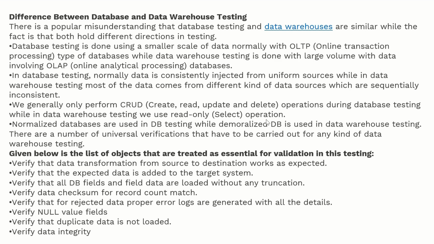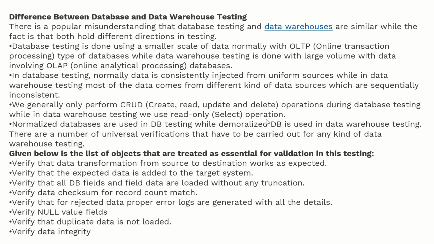So in database testing, normally data is consistently injected from uniform sources, while in data warehouse testing, most of the data comes from different kinds of data sources which are sequentially inconsistent. We generally only perform CRUD, that is create, read, update, and delete operations during database testing, while in data warehouse testing we use read only, that is the select operation. Normalized databases are used in DB testing, while denormalized databases are used in data warehouse testing.